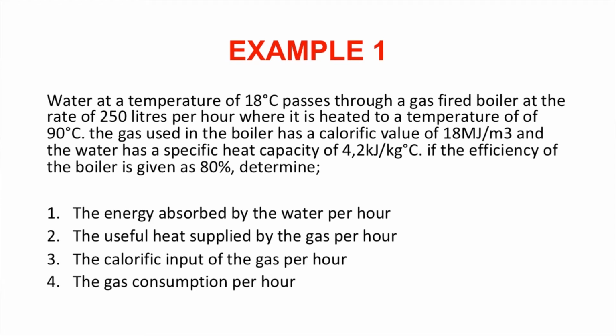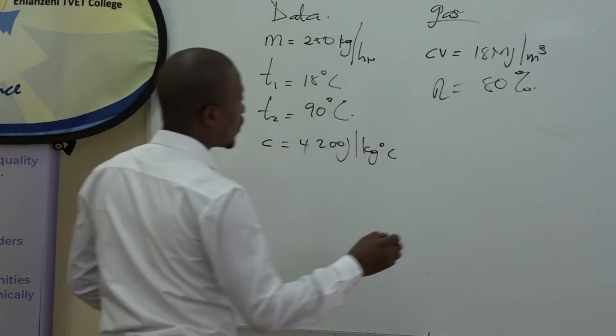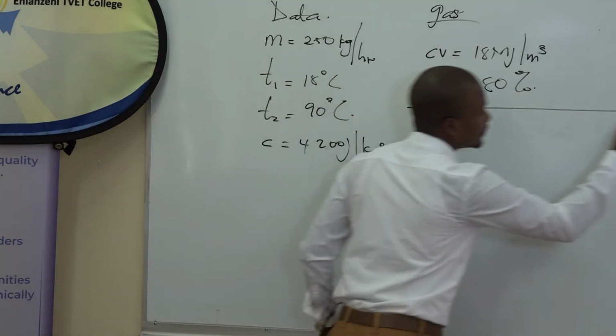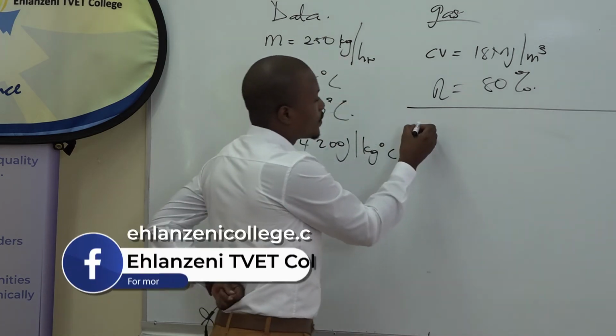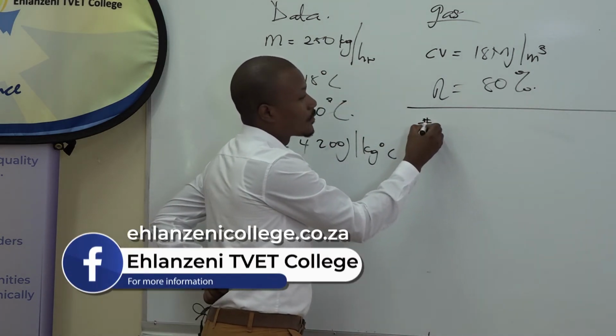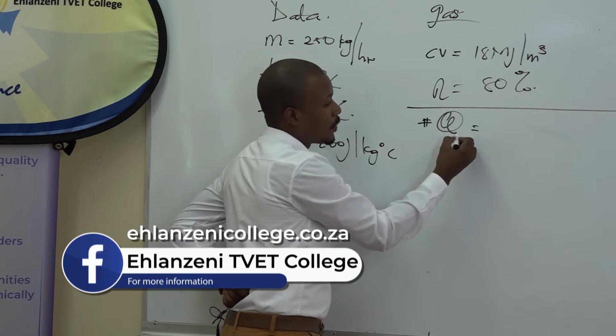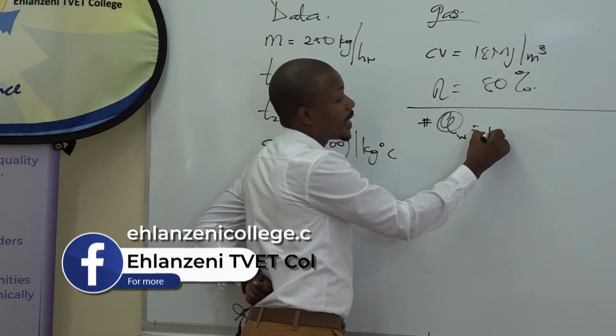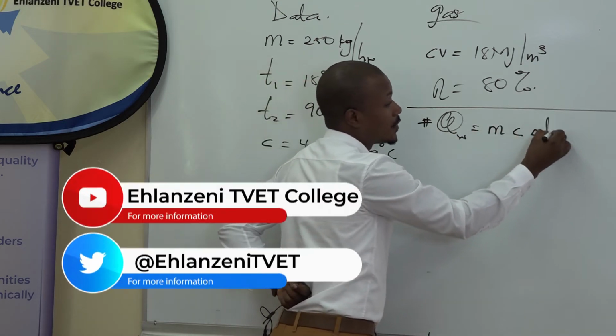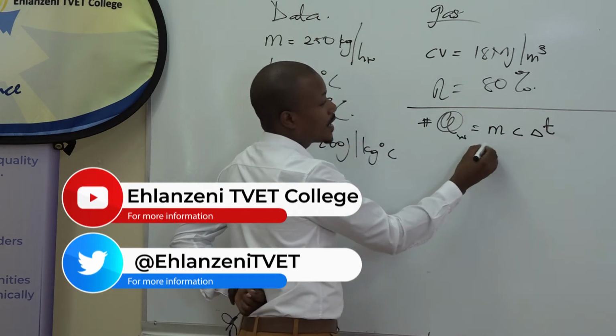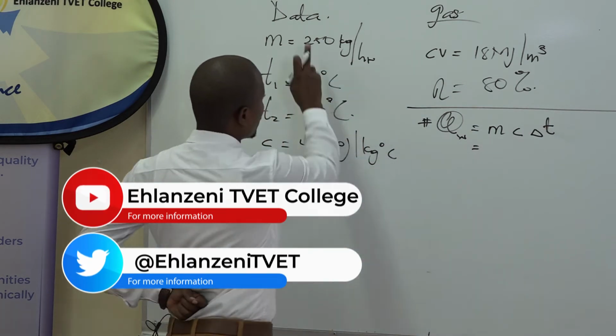But the boiler is giving the water only 80% of the heat. Now, they say determine the energy absorbed by the water per hour. Let me do that. The energy absorbed by the water per hour, Q of water, we know is given by mc change in T.